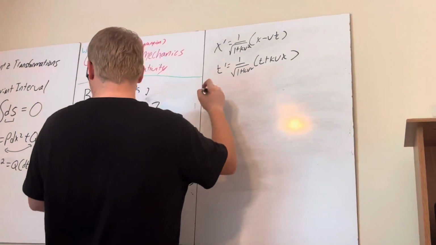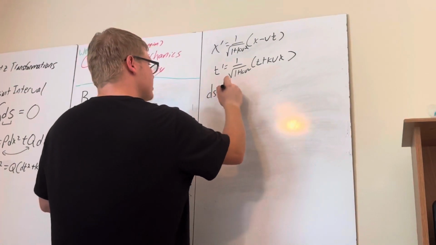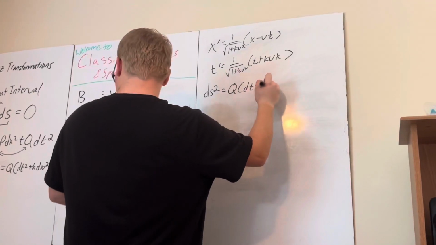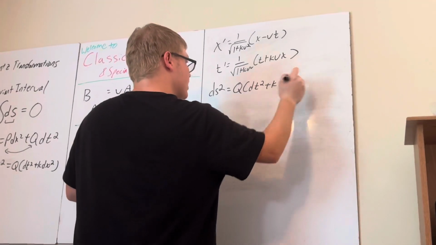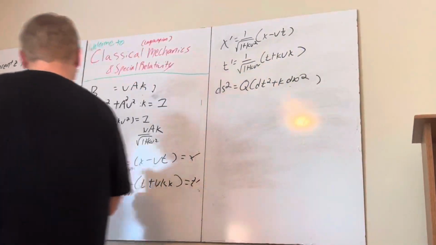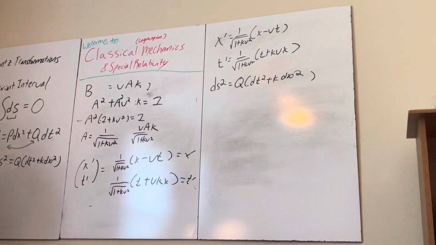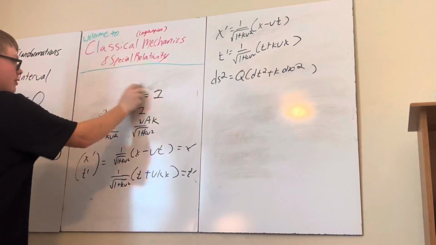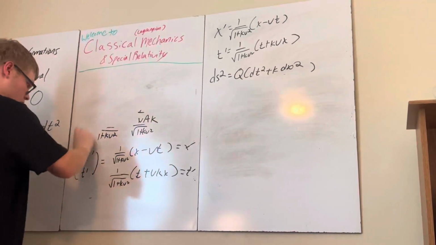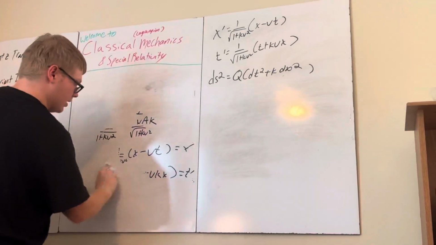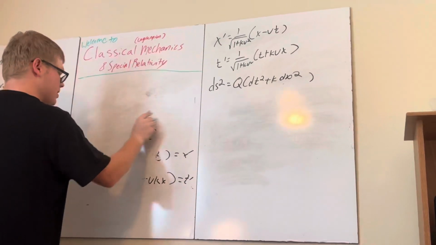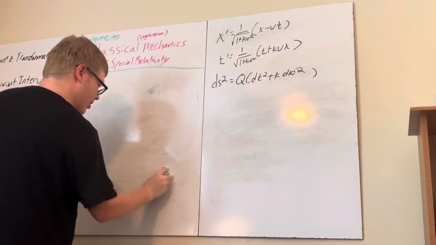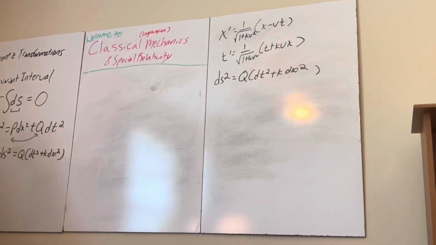And our invariant interval is ds squared equals q dt squared plus k dx squared. It's our flat space distance between points in space-time, basically. Events in space-time, I guess, is the more formal jargon. This last step here is the most hand-wavy part, but I mentioned it kind of crudely earlier.